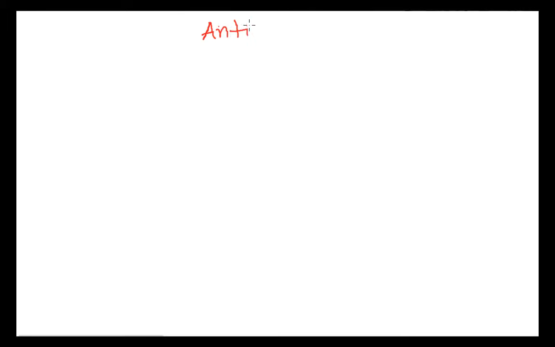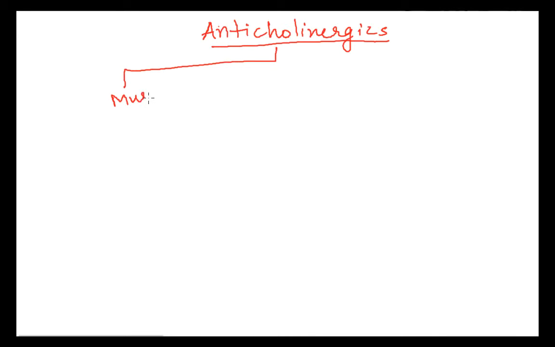Anticholinergics. Just to give you a brief review, we discussed there were 2 types: the muscarinic and the nicotinic ones. In the previous part we discussed the muscarinic ones, and now we'll be discussing the anticholinergics that are nicotinic receptor antagonists. Please understand this nicely.